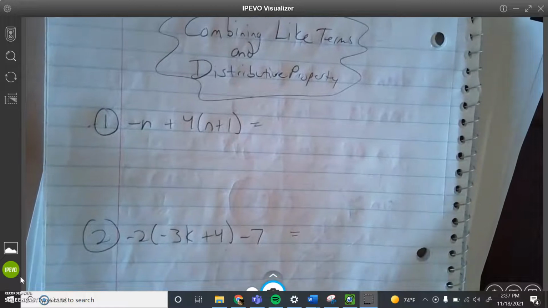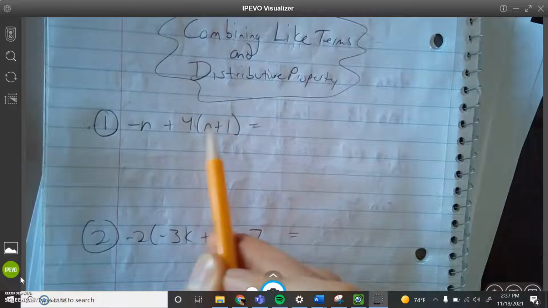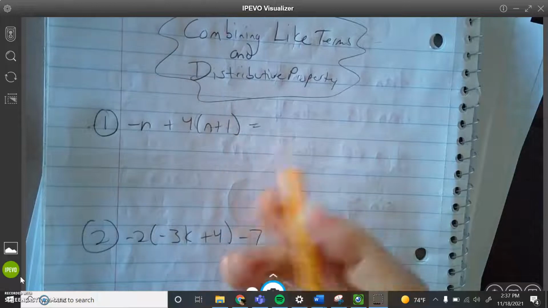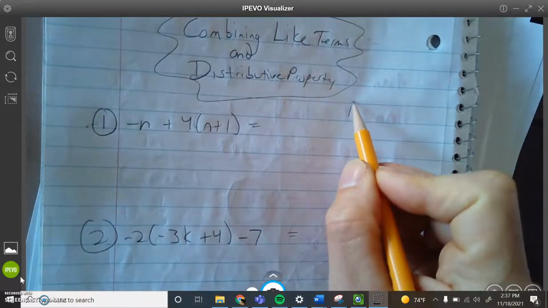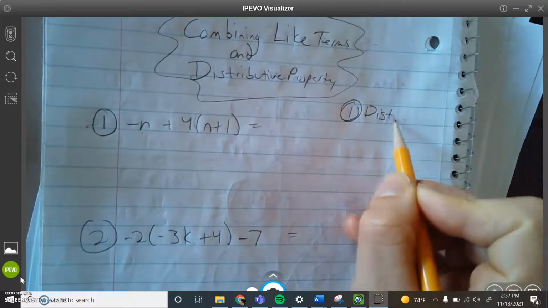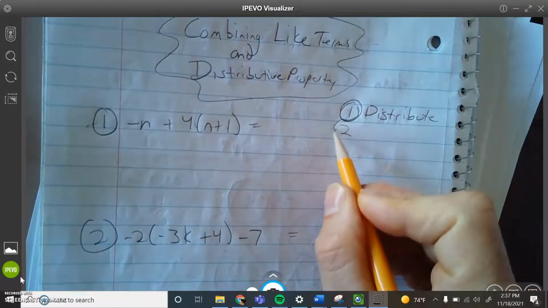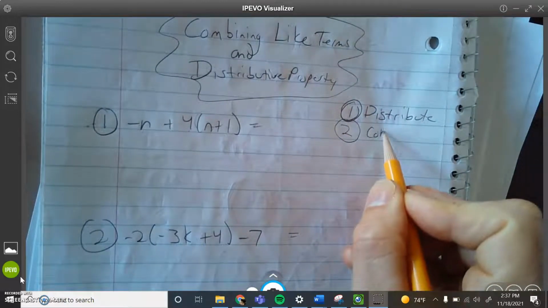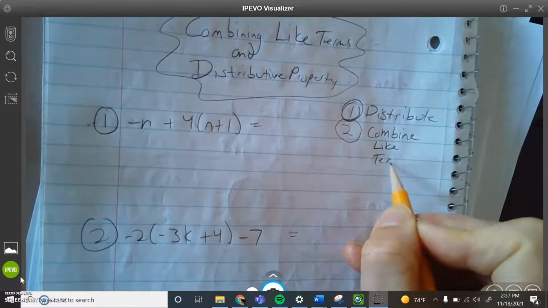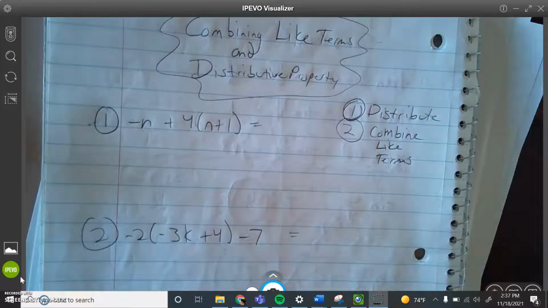And here we go. First one. Negative n plus 4 times the quantity. Whenever you see this, you say the quantity n plus 1, like that. To do these problems, the first step is distribute. Use the distributive property. Second step is you combine like terms. Write that down. Boom. First you distribute, then you combine like terms.